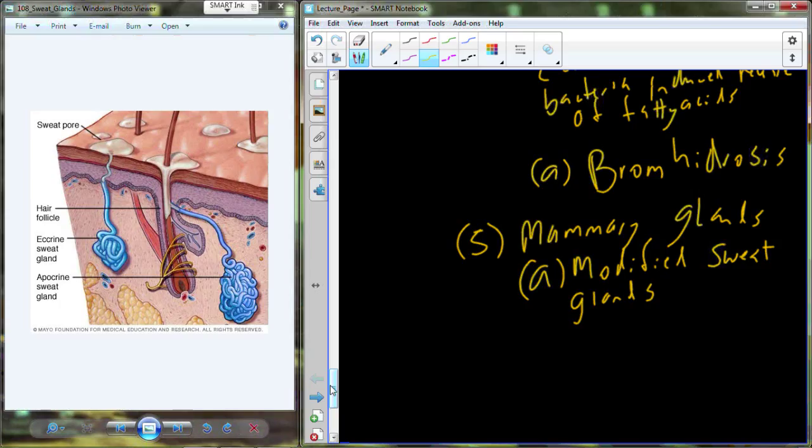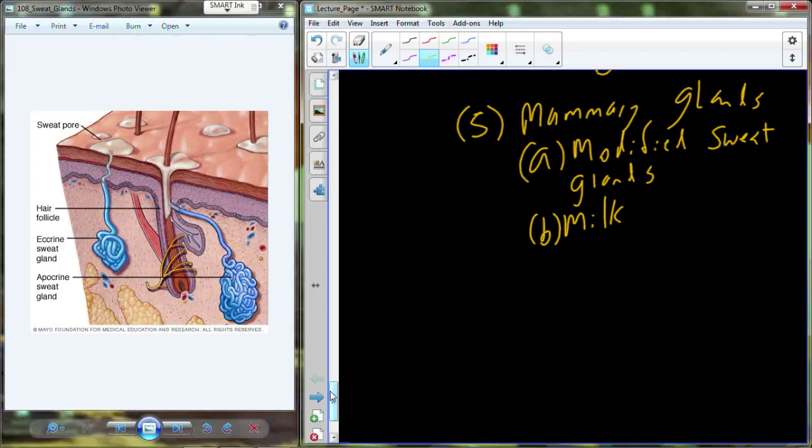One of the modifications that occurs here is the sweat that's produced is thickened, and so the secretion is a little bit thicker. We call that thickened sweat. We call that milk. So yes, every time you have a glass of milk, even if it's dairy milk, you're drinking cow sweat.